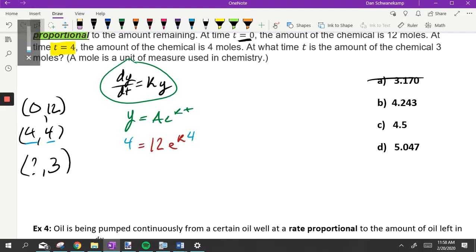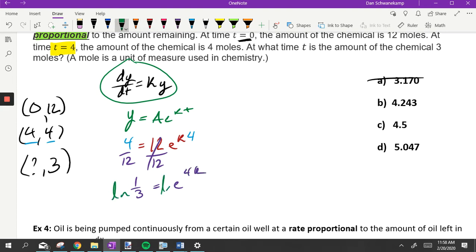If I want to solve for k, what'd you do next? Divide by 12. Cool. We've got 1/3. Then what did you do? Then we're going to take the natural log and divide by 4. So k is equal to whatever the natural log of 1/3 divided by 4 is. That's my k value. Okay, that is not the answer to the question. That's just a k. Once we find our k, we are then going to plug it back into this equation and solve for the other thing. I know what A is as well. A is still going to be 12.